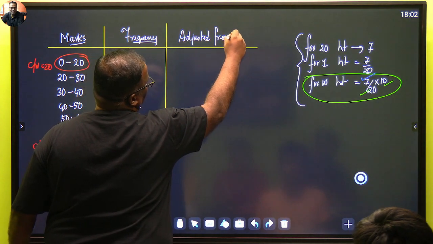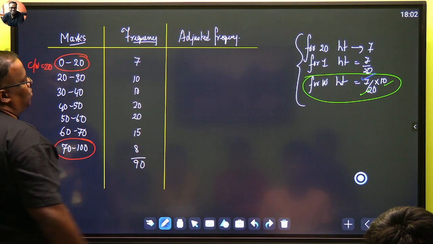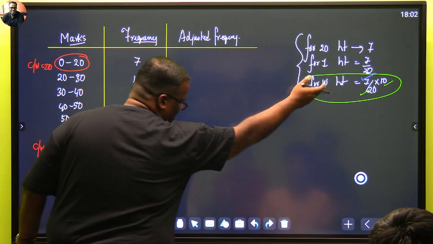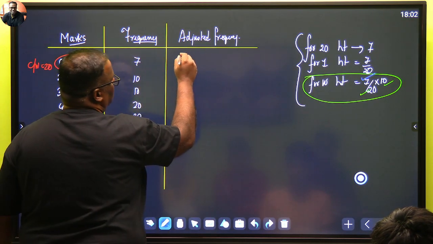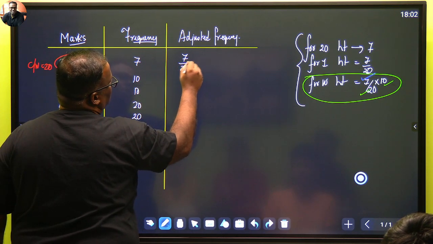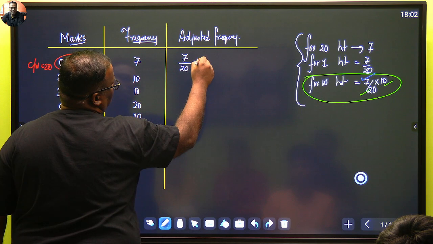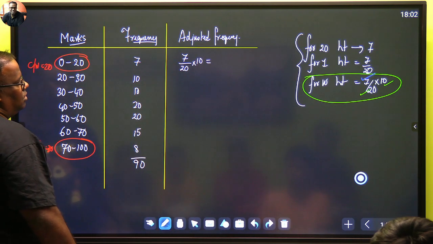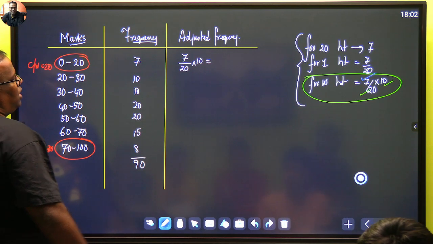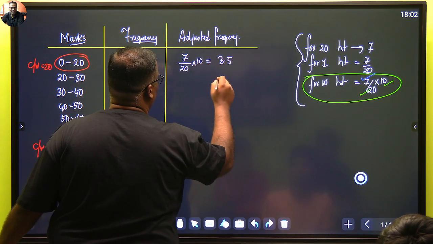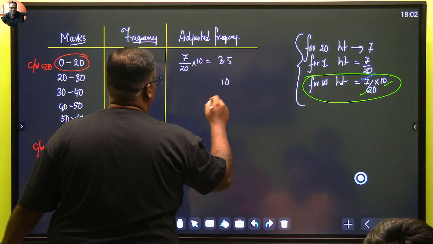Now whom will we adjust? Only the first and the last one. So how do you adjust the frequency? अगर formula भूल गया तो रफ में ऐसे कर लो. So it's always the frequency over the current class width multiplied by the desired class width, 10. How much will it be? 7, 10, 2s are 20, and so it becomes 3.5. Is there any adjustment out here? No, 10. Out here 10.